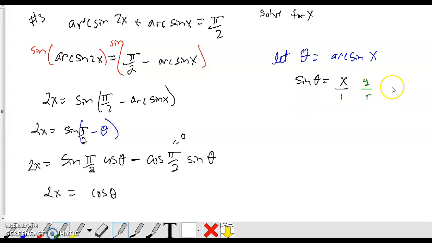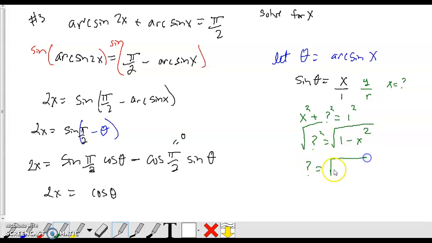So I'm going to say that we're missing the x, so I'm going to call the x a question mark. That way, hopefully, it's a little less confusing. So we're going to say x squared plus question mark squared is equal to 1 squared. So question mark squared is basically 1 minus x squared. And I'm going to take the square root of both sides. So our question mark is just the radical of 1 minus x squared.